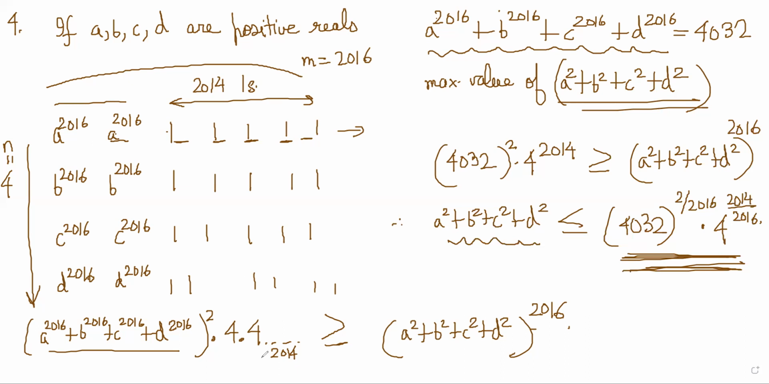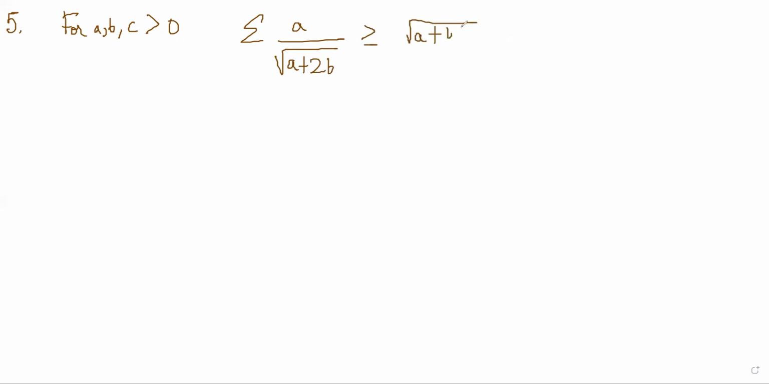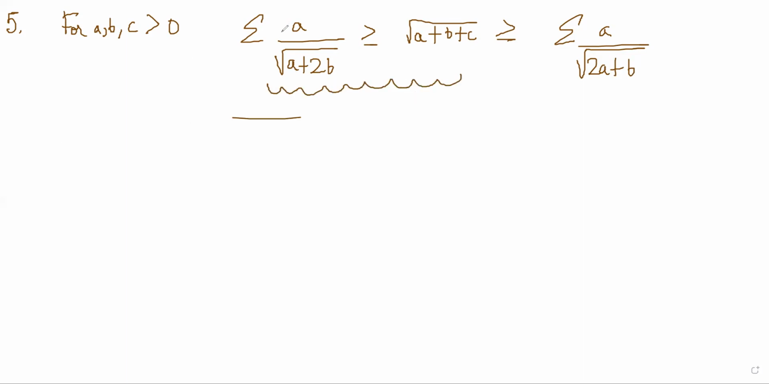It will be clear. So the next one, question number 5, is for A, B, C greater than 0. You have to prove that sum of A by root over A plus 2B is greater than equal to root over A plus B plus C is greater than equal to sum of A by root over 2A plus B. Okay, so we'll do it in two parts. First, we'll solve this part of the inequality. So this is similar to that IMO problem 2001 that we just saw. So I will just recreate that. So this is, I'm building my table of Holder's inequality.